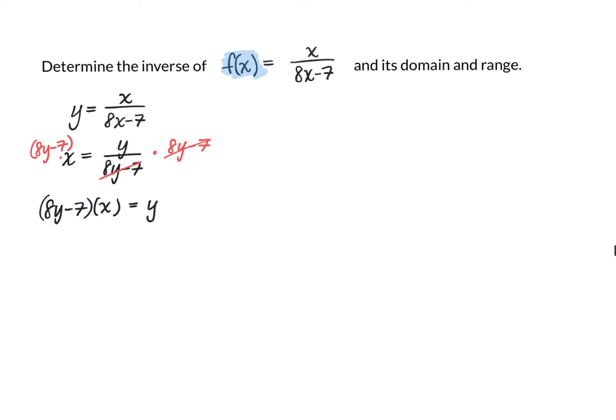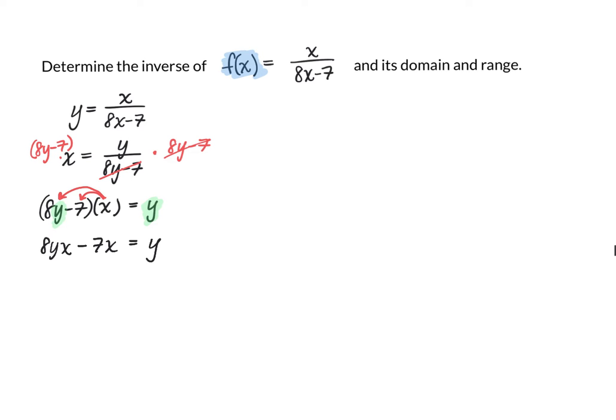Now, because we want to get y completely isolated, we're not done here because unfortunately, we do have the y by itself on the right-hand side. We have this y stuck in the parenthesis on the left-hand side. And so the only way really to deal with that is going to be to distribute. So we'll go ahead and distribute the x into that binomial. And by distributing, we can drop the parentheses. So 8yx minus 7x is equal to y.